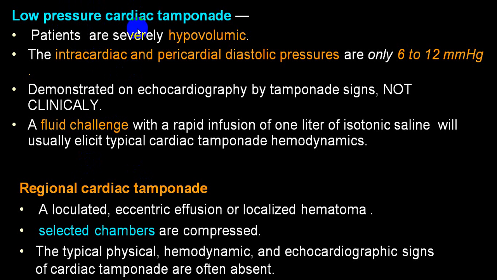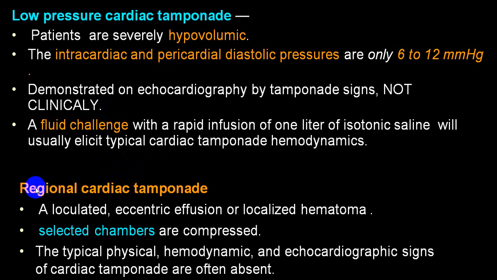One we call a low pressure cardiac tamponade, where the patient is severely hypovolemic. Intracardiac and pericardial diastolic pressures are only 6 to 12 millimeters of mercury, and this you will be able to demonstrate on echocardiography. Very difficult to demonstrate clinically. A fluid challenge test with a rapid infusion of 1 liter of isotonic saline will elicit typical cardiac tamponade hemodynamics. So this will be one of the tests which will help you to diagnose low pressure cardiac tamponade.